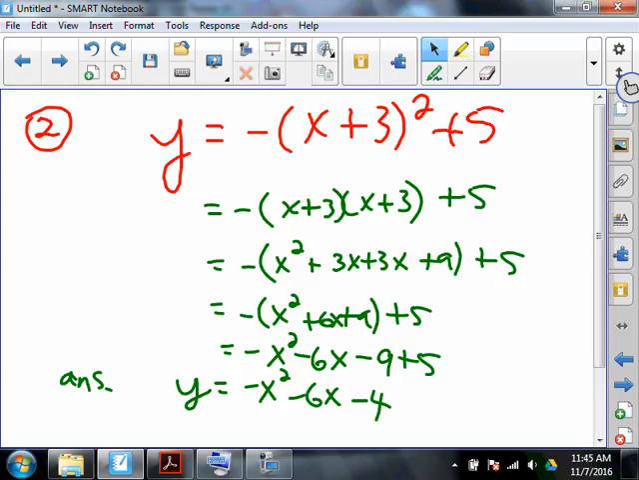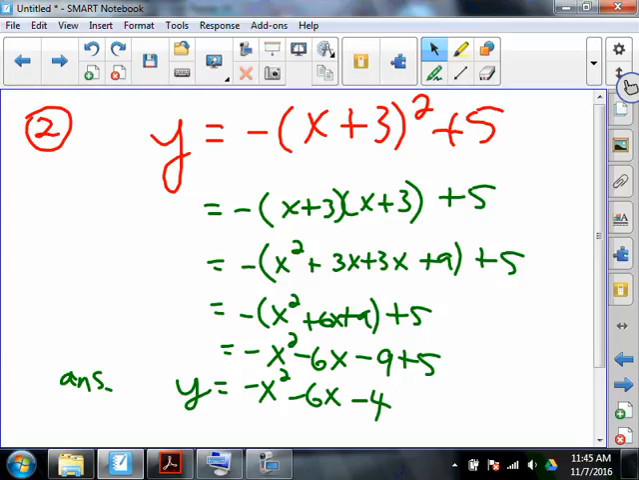Again, the one on the test is similar, but that's the idea. The idea is expand, FOIL, distribute the negative if there is one, and then combine like terms. Okay? 15 points for page 1.